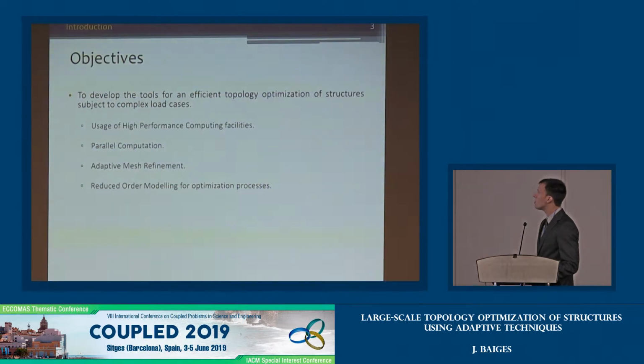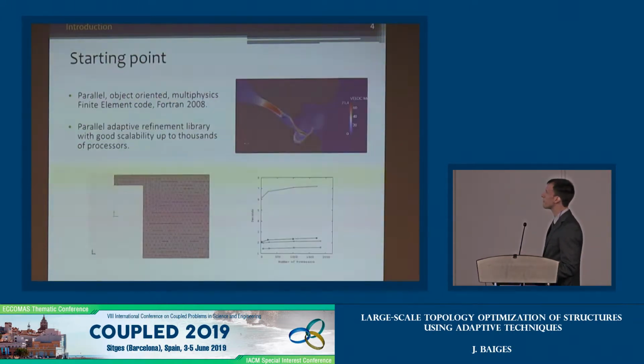Okay? So our objective here was to develop a set of tools which allow us to deal with this type of problem. And in order to do this, we relied on mainly three ingredients. The first one is the usage of high-performance computing facilities and parallel computation. The second one is adaptive mesh refinement, which will allow us to focus the computational power in the regions where it is required. And finally, I will briefly talk also about reduced order modeling, the usage of reduced order models in the iterative optimization process.